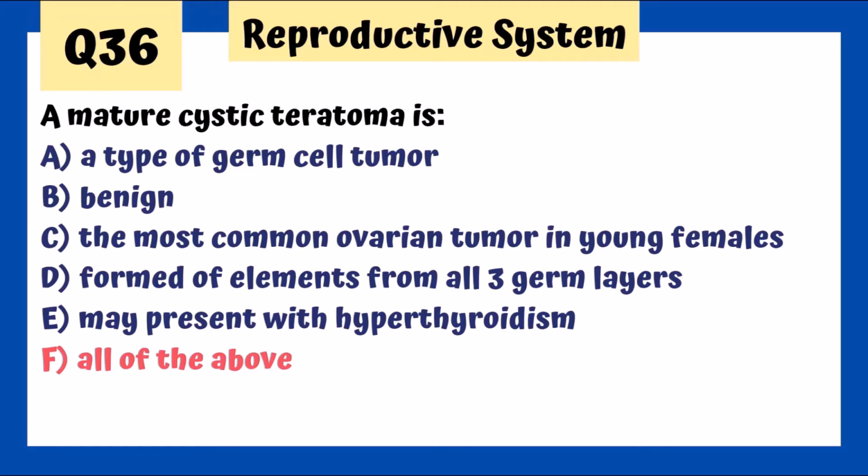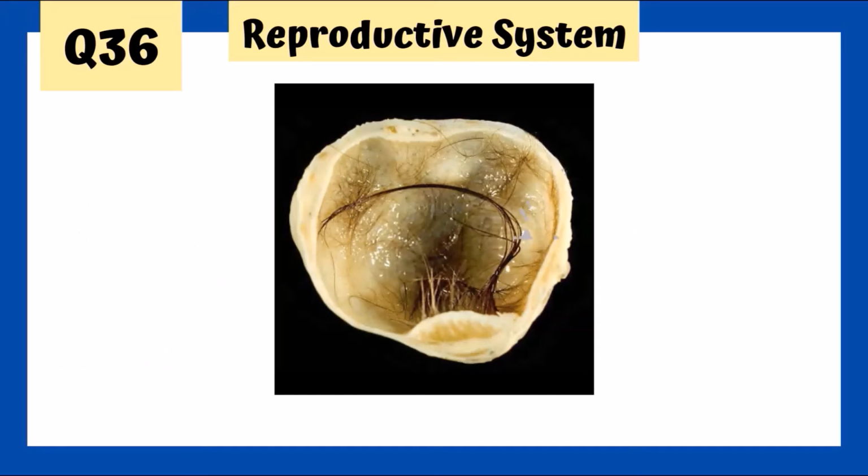That's what teratoma is all about. They're formed from all three germ layers. That's why we find teeth, hair, and other things there. And it may present with hyperthyroidism in struma ovarii, where we see thyroid tissue inside the ovary, and it can lead to hyperthyroidism. Over here we see a picture of a teratoma. Pretty nasty. I hope you're not eating anything.